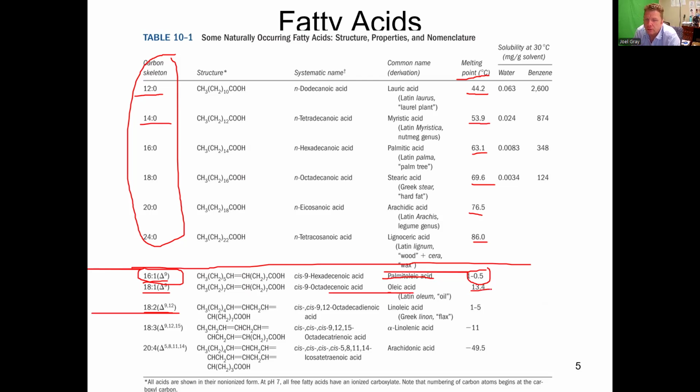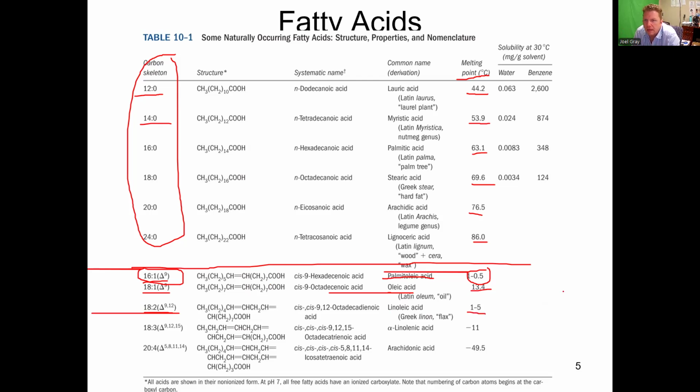13.4 degrees Celsius. Okay, so the only difference between those two is 2 more carbons. So we have 1 double bond in 16:1 and 18:1, and the temperature difference between their melting points is about 13 degrees. When you add 2 more carbons, you see the melting point increase. Okay, now let's go to 18:2.